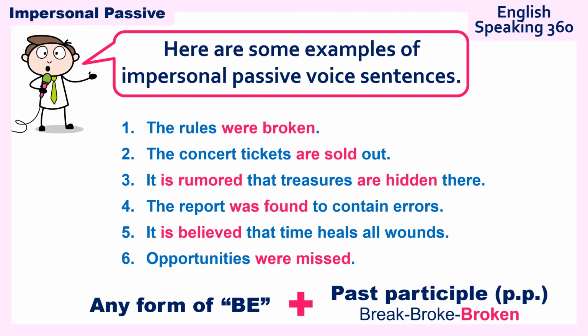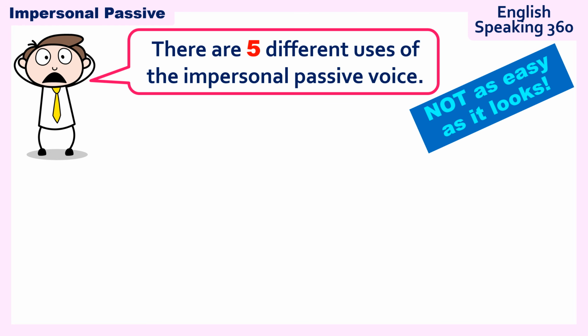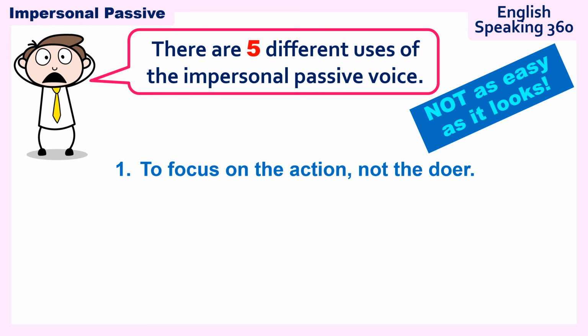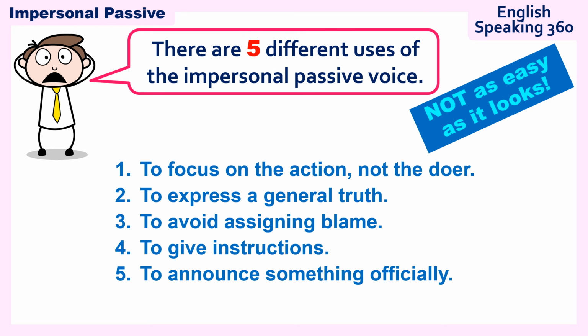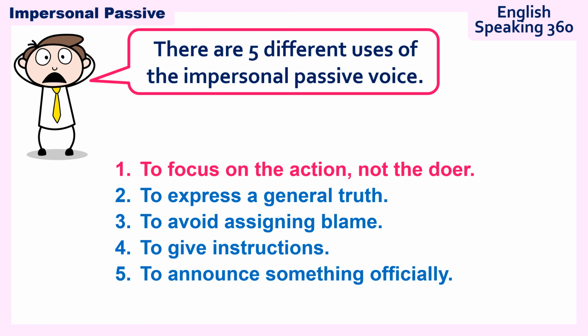Now, there are 5 different uses of the impersonal passive voice. We can use it to focus on the action, not the doer, to express a general truth, to avoid assigning blame, to give instructions, and also to announce something officially. Today, we're going to take a look at each one of those, and I'm going to give you as many examples as possible. Let's get started with the first one, to focus on the action, not the doer.